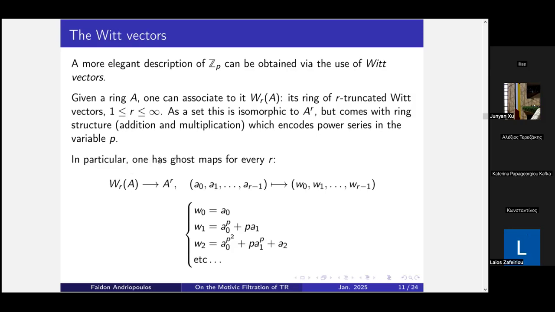In particular, W_r(A) is defined as follows. There are so-called ghost maps for every integer r, which are ring homomorphisms. So W_r(A) is defined as the unique ring which comes with a ring homomorphism to A^r, given as follows. An element of W_r(A) is given by an r-tuple of elements in A, and it sends to an r-tuple of elements in A^r, subject to the following conditions. So w_0 should be the same as a_0, and then the rest of the w_i we should think of as polynomials, or when we take the limit, power series in the variable p.